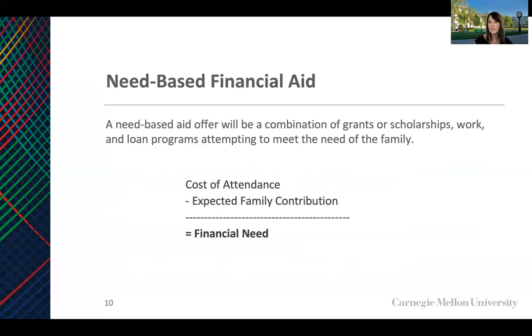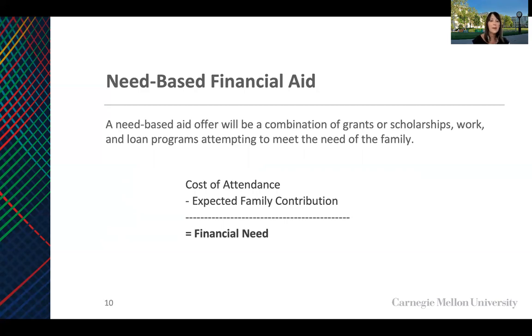So need-based financial aid, I mentioned it a little bit earlier. A need-based aid offer will usually be a combination of grants and scholarships. It can also include work study and loan programs that attempt to meet the need of the family. Again, in the terms that we talked about earlier, you'll have your cost of attendance minus your expected family contribution, and that will give you your financial need.